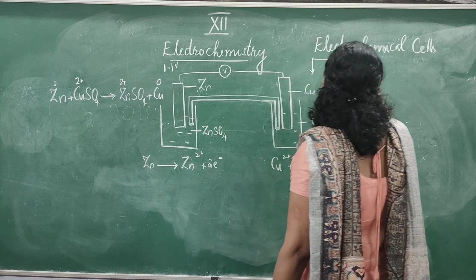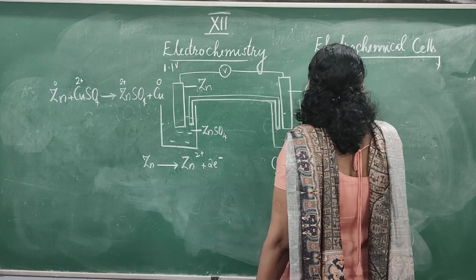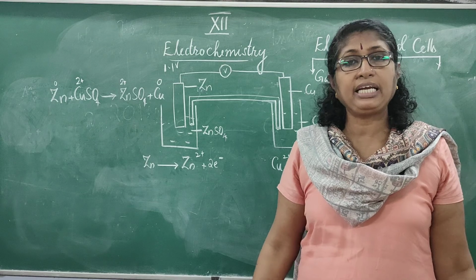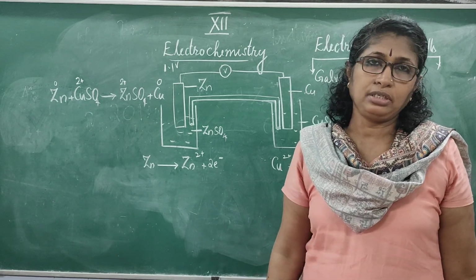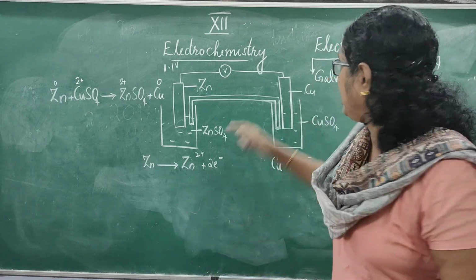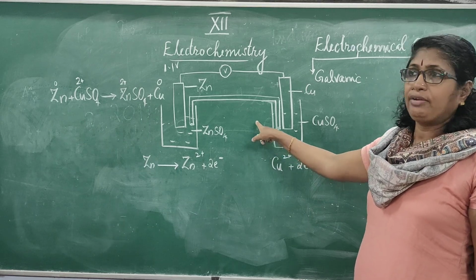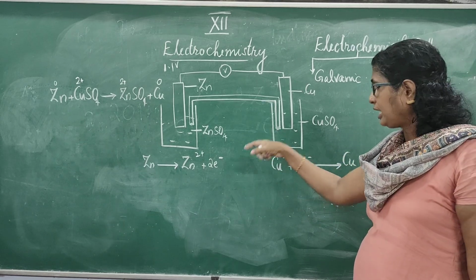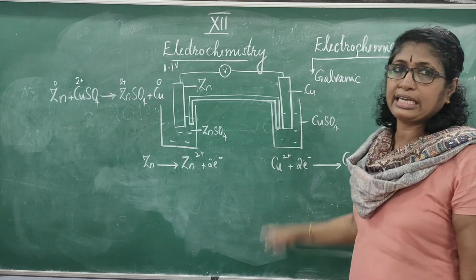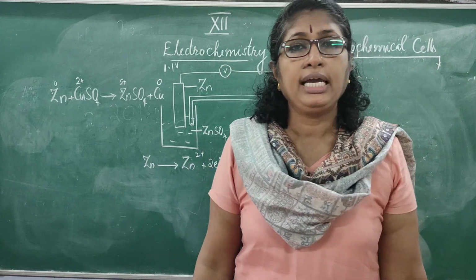One is the galvanic cell, in which chemical energy is converted to electrical energy by a spontaneous chemical reaction. For example, this is a voltaic cell. In a voltaic cell, the chemical energy of a redox reaction is converted to electrical energy. So such cells are called galvanic cells. In galvanic cells, chemical energy is converted to electrical energy.